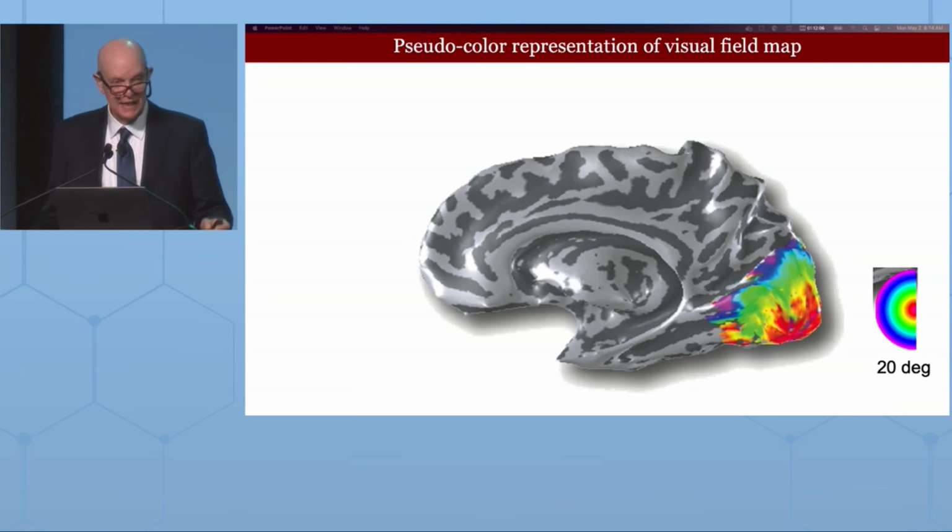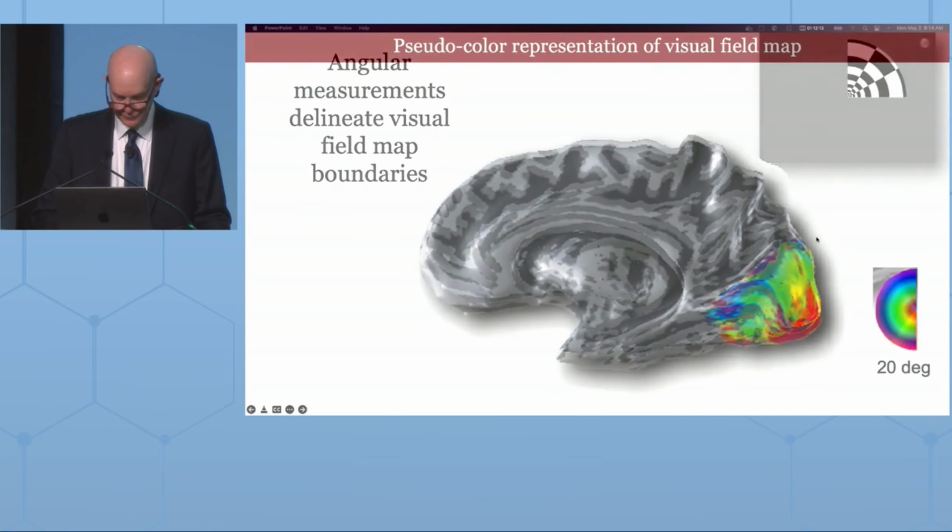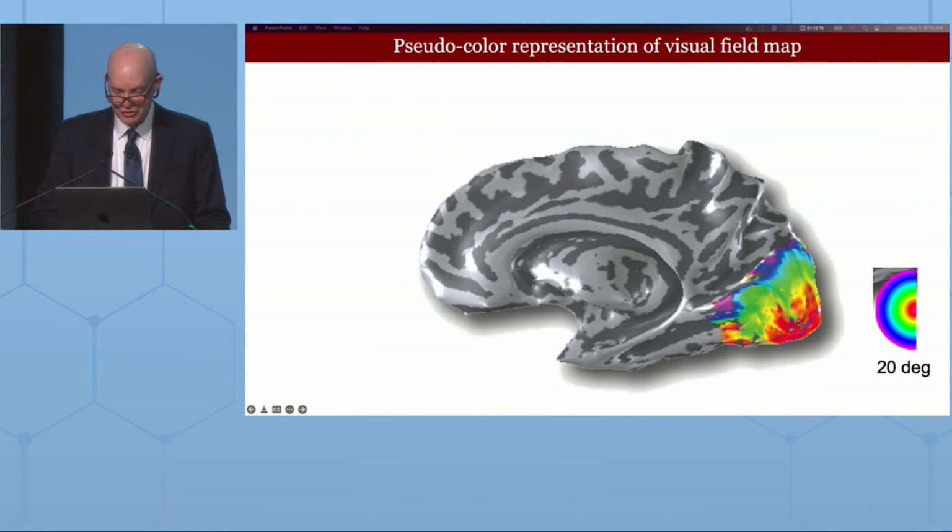So we could represent which part of the visual field was particularly effective at exciting different locations in cortex, and that's shown here by this color map, where the foveal region is represented here in the posterior part. It actually wraps around the edge, which was a surprise to many of us. And then near periphery and the far periphery here for the eccentricity map.